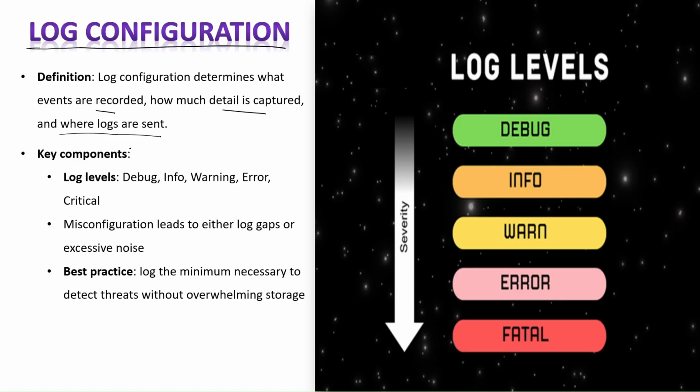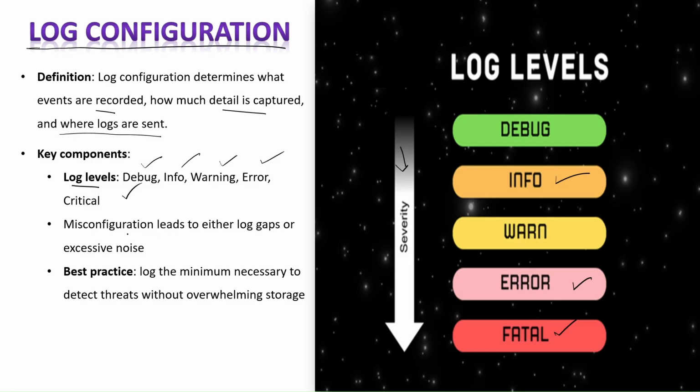So the key components during log configuration include the log level. We have different levels of logs such as debug, info, warning, error, and critical. As you can see, the severity of these logs increases from debug to fatal. So we won't want to miss any fatal or error related logs. We may want to skip or even not configure the info logs.